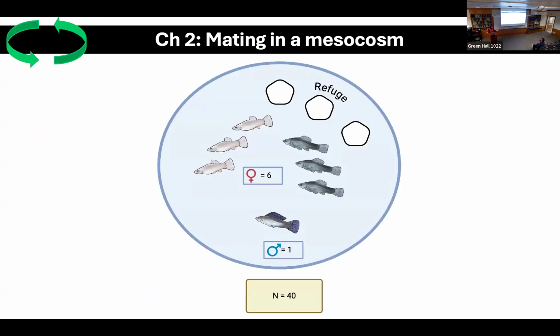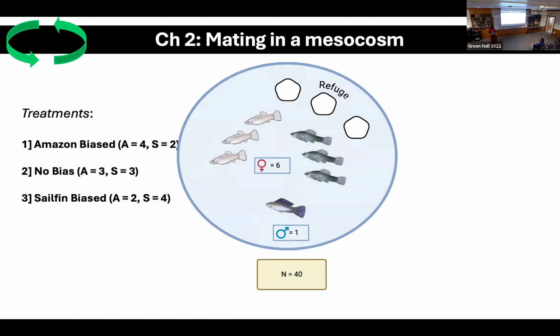So this is what I imagine my mesocosm will look like. I'll have some refuges to make the fish comfortable. And then I'll have some females of both species, some Amazon females, some sailfin females, and a sailfin male. These are hopefully what the numbers will look like, but I'm very far from being able to do this experiment right now, so we will see how things change.